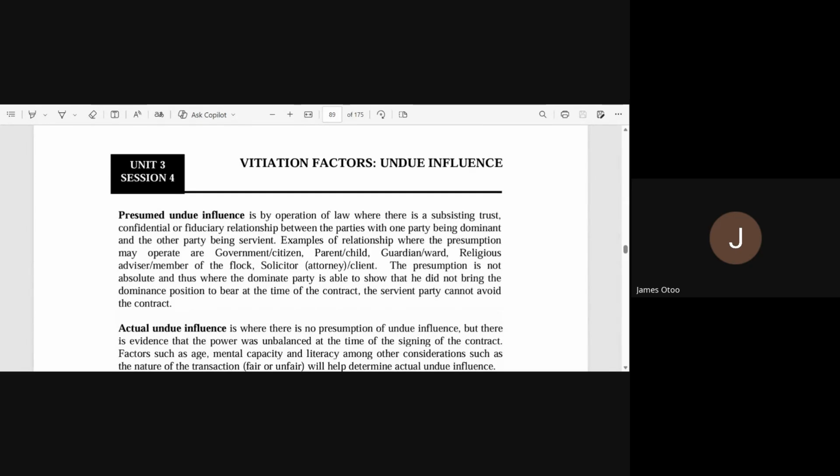Child and parents: if you don't do as they say, your parents can do something to you. Government and citizens: government may decide to bring you high taxes. Religious body leaders and church members: if your pastor is buying something from you and you treat him like you are treating any ordinary person, you know. Under these circumstances, the law presumes that there is undue influence.